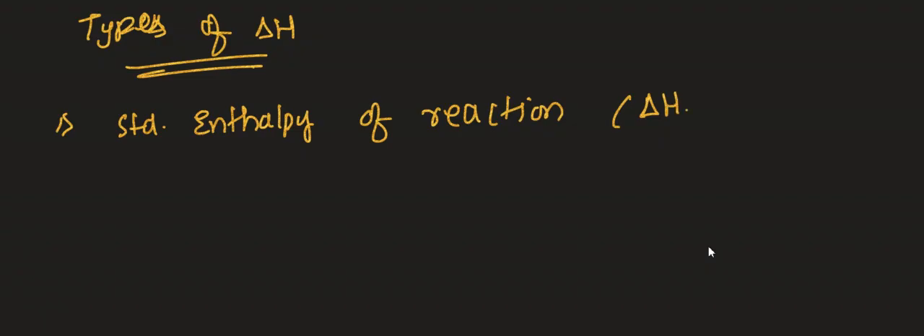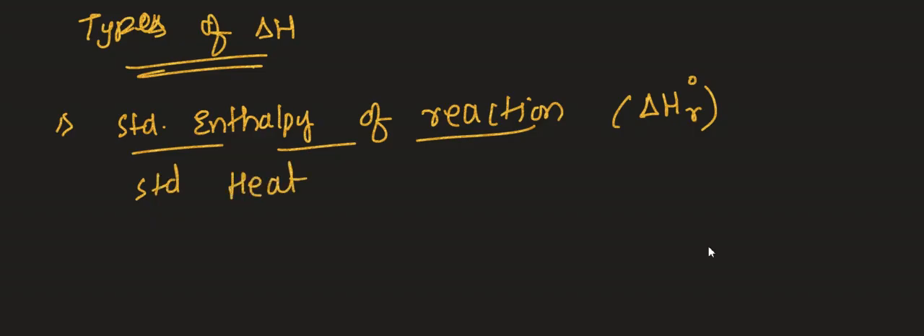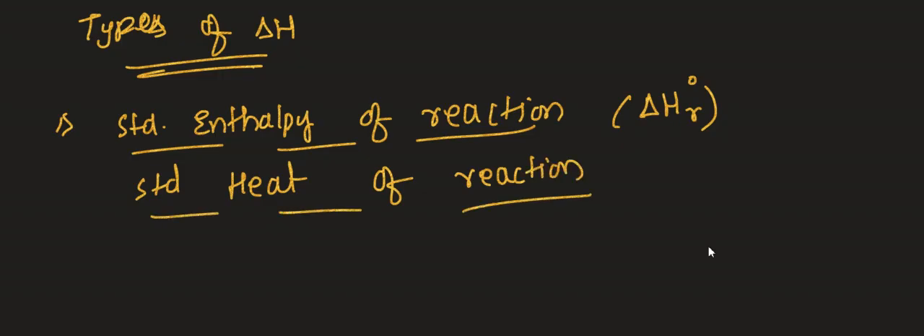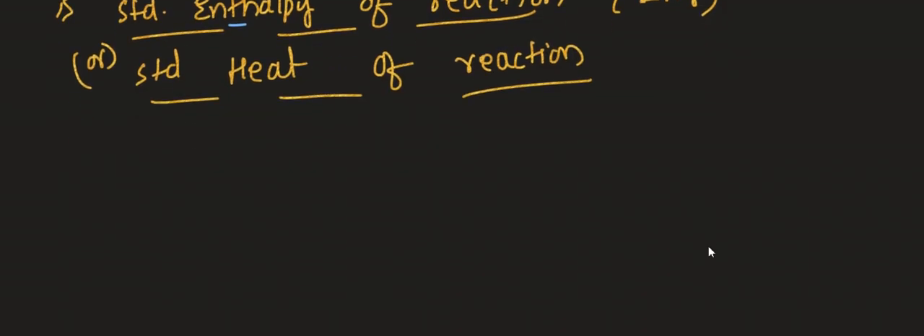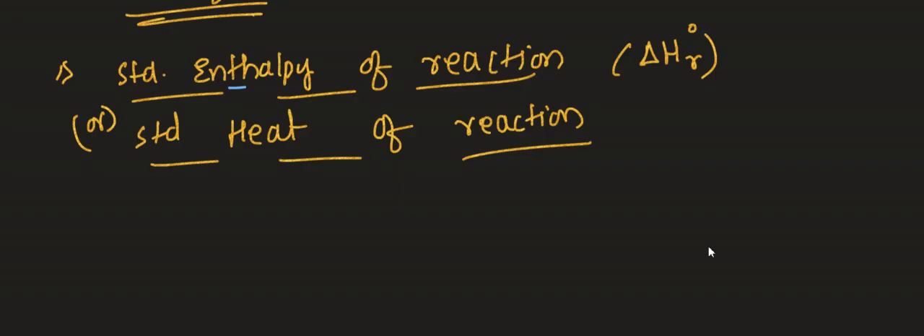Since standard is given, I'm going to write a 0 here. There is one more name for standard enthalpy of reaction, which is nothing but standard heat of reaction. There are a total of 2 names for the heading: standard heat of reaction or standard enthalpy of reaction. But whatever it is, enthalpy and heat are both the same, right? So it is denoted by which symbol? Delta H naught R.